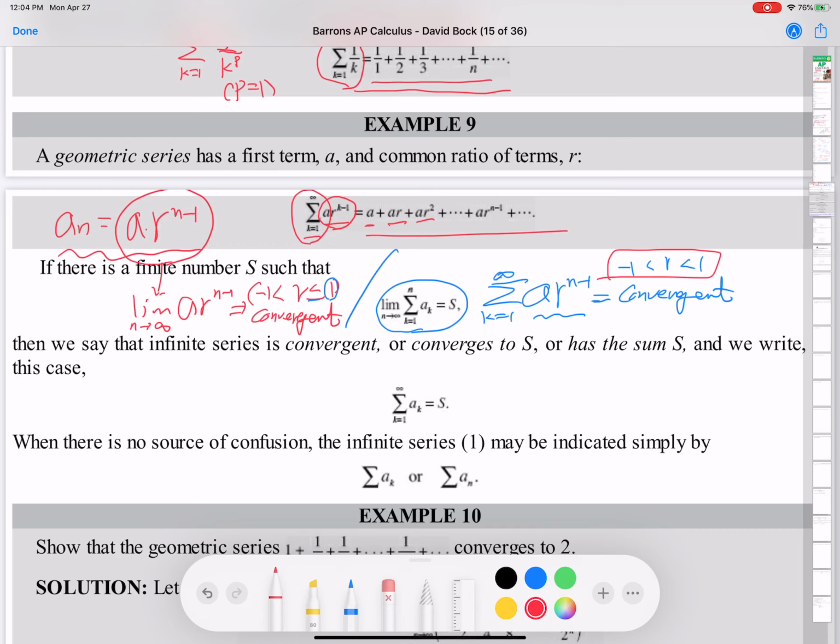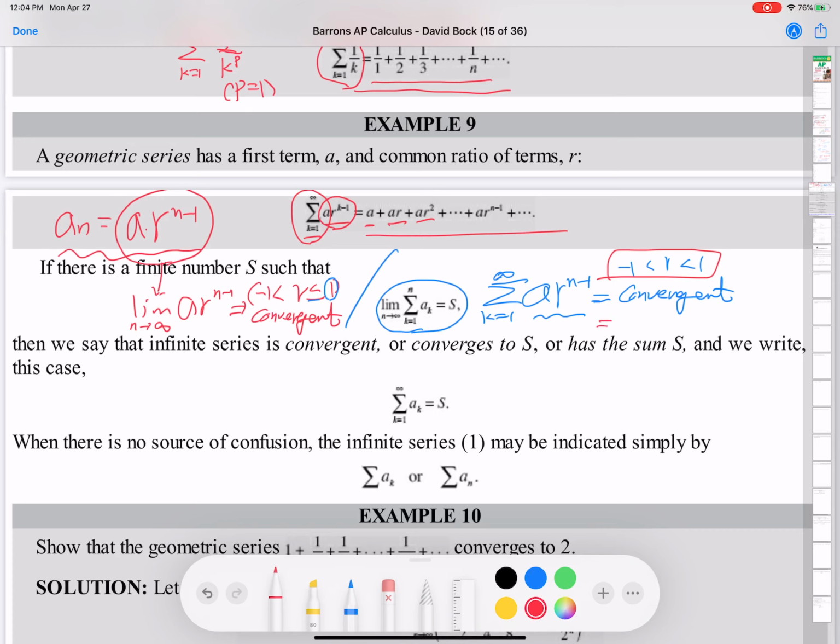For the an, okay, a geometric sequence, an infinite geometric sequence is convergent only when r is greater than negative 1 and less than or equal to 1. But a geometric series is convergent only when r is greater than negative 1 and less than 1. 1 is not included.